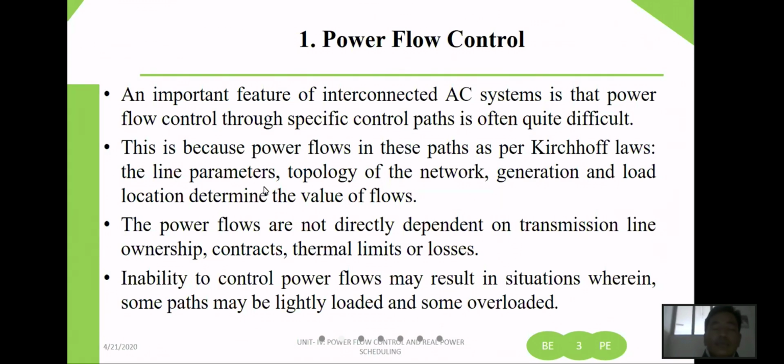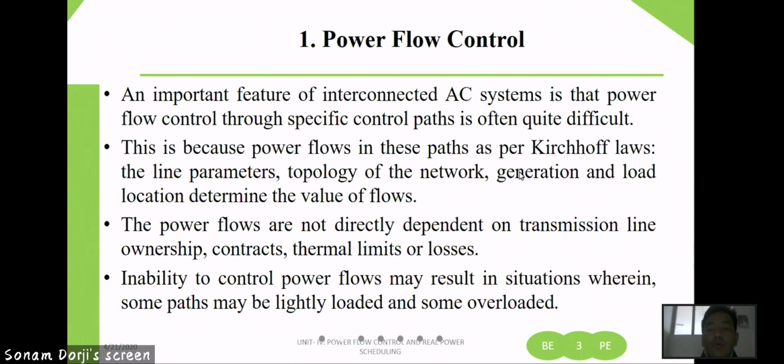So you know what the transmission line parameters are, then the topology of the network. Another one is generation and load location. So this power flow will depend on these parameters as per Kirchhoff's law. And Kirchhoff's law is a well accepted law, right? Everybody accepts it, it is an internationally accepted law.